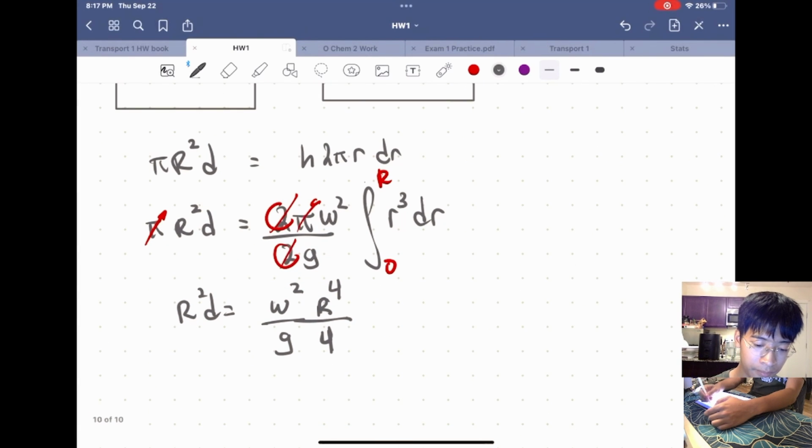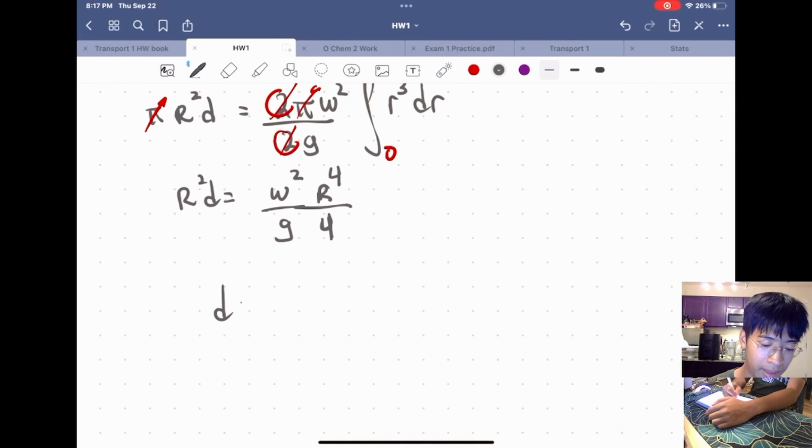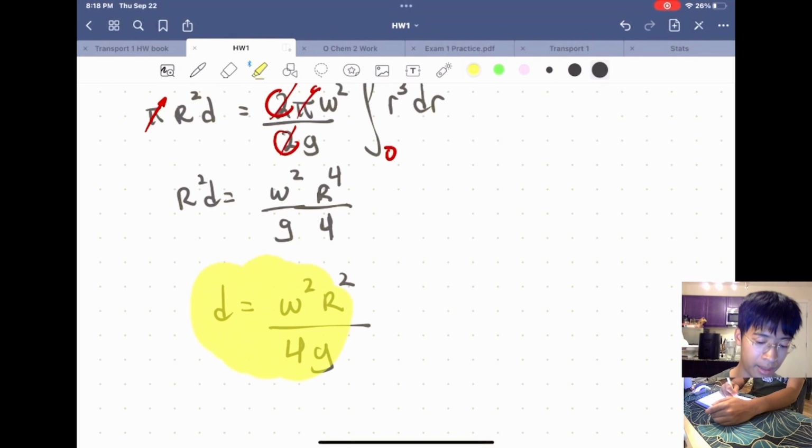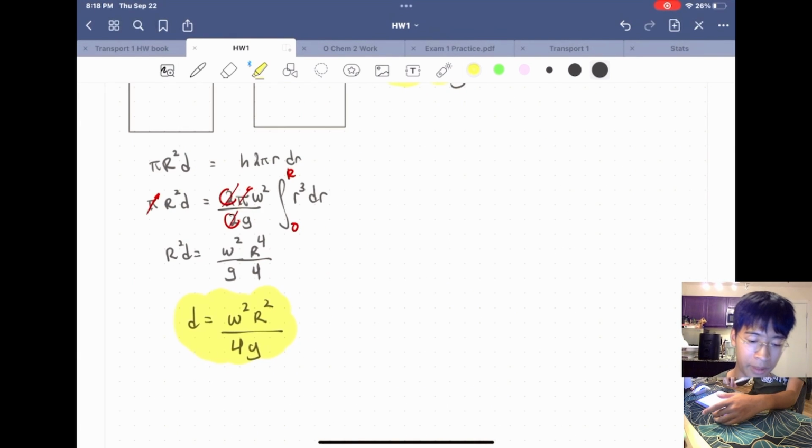If I bring big R to the other side, then I say that I keep saying angle. That's a very common saying, and my pattern recognizing brain is tempted to say angle of depression, but this is not an angle. This is level of depression. I say that my level of depression is equal to omega squared times r squared over 4g, and that is going to be my expression for level of depression.